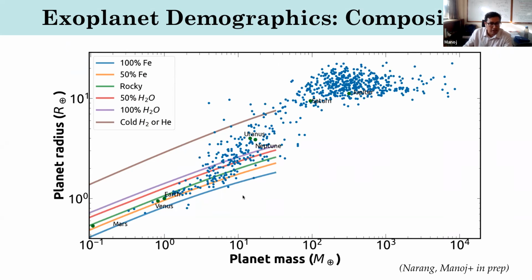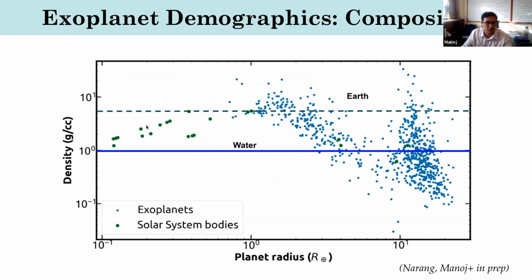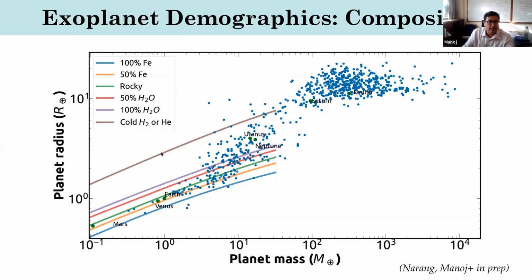If you plot such planets, the radius and mass, in this figure, you can compare them with some models. These solid lines, for example this blue line, is a rocky planet that is 100% iron, and then orange is 50% iron. These are simple models, and I just wanted to show you that if we can measure the mass and radius, we are already able to say something about the bulk composition of the planet.